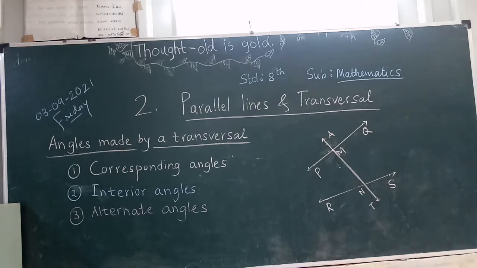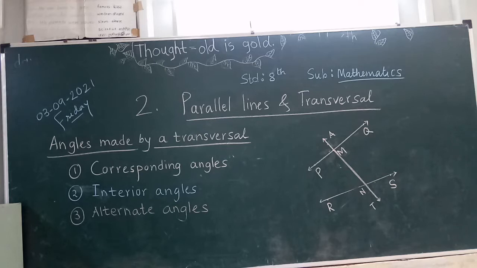So what is meant by corresponding angles? If the arms on the transversal of a pair of angles are in the same direction and the other arms are on the same side of the transversal. Listen carefully. Same direction and same side. Such angles are called corresponding angles.